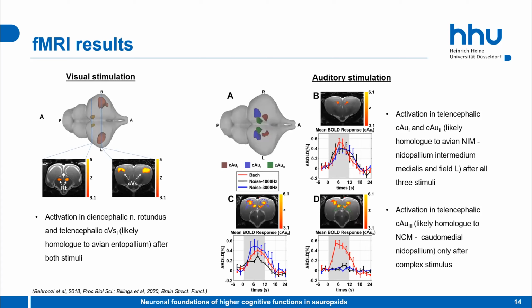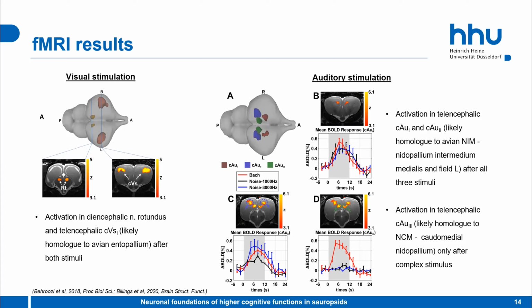Here are the results of the auditory stimulation, and here we could find 3 different areas which were activated by our stimuli. The first areas, we called CAU1 and CAU2, were activated by all stimuli. And again, they're shown here, CAU2 and CAU1, and based on their positioning, it's again very likely that they are homologues to the avian counterparts, namely the field L and the nidopallium intermedio-medialis, which are known to be primary auditory areas in birds.